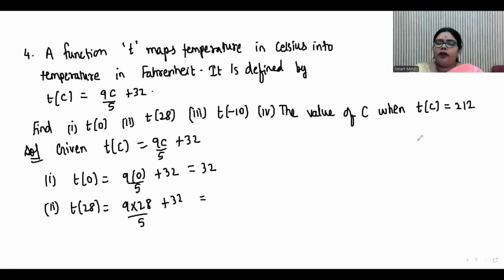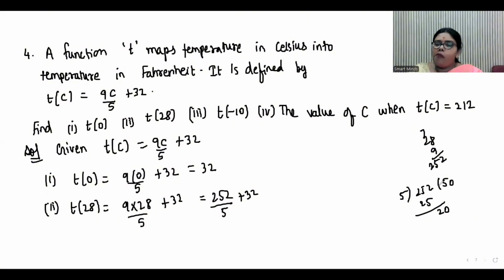What is 9 into 28? 28 into 9 is 252. 252 by 5 plus 32. Now what is 252 divided by 5? 5 5 is a 25. 2 0. So we can take a 0 here. Point 4. So this is 20.4.